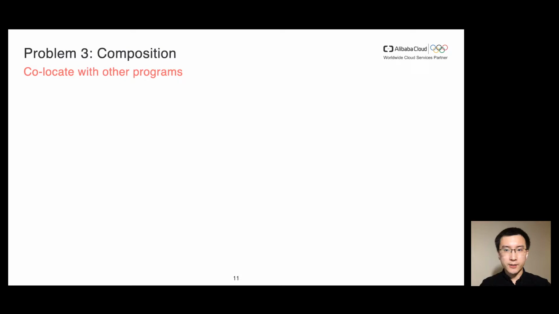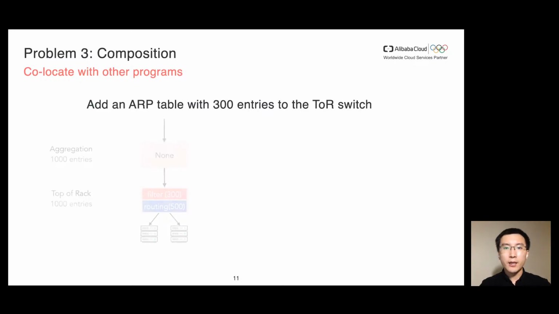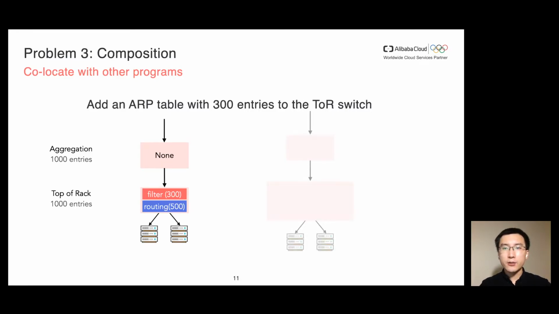The third problem is decomposition. When one program collocates with other programs, a practical deployment of a programmable data plane must have multiple programs enabled. For example, if the data center operator decides to add an ARP table with 300 entries to each Tor switch, and here is our smallest example with a 300-entry filter table, we can see that after adding the 300-entry ARP table, the Tor switch cannot hold the filter table anymore. We need to rearrange the allocation.